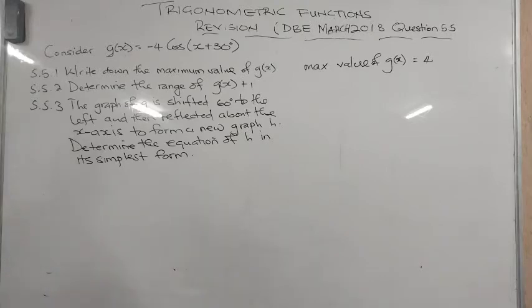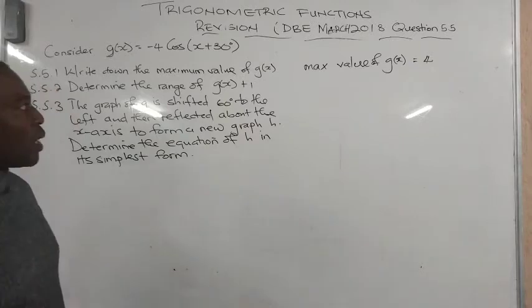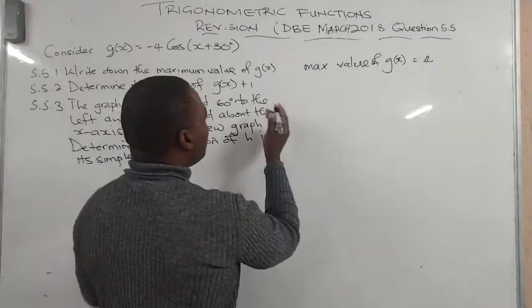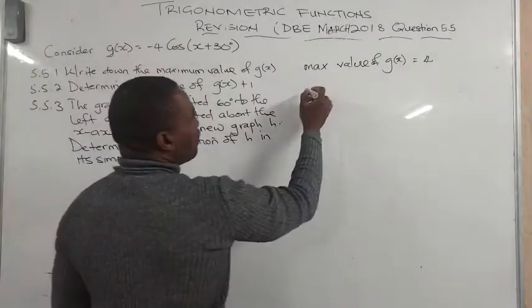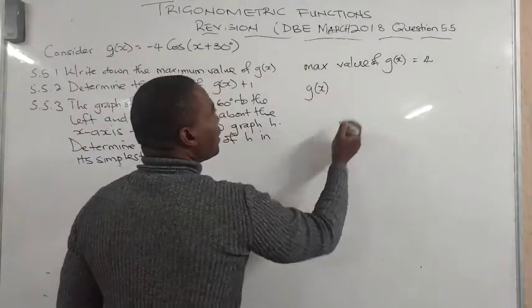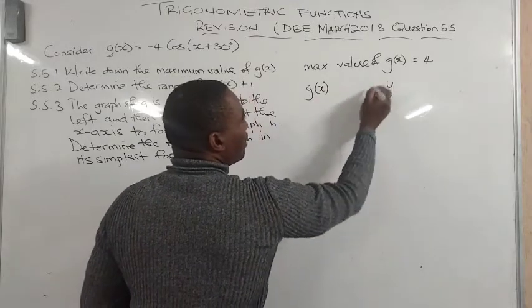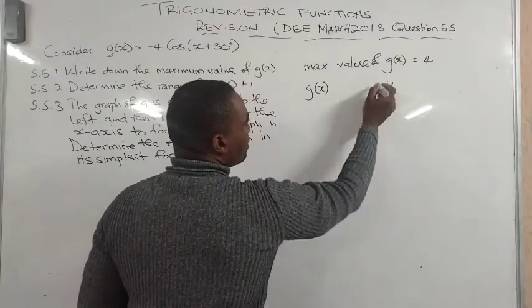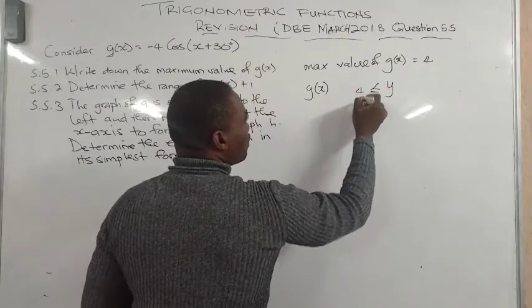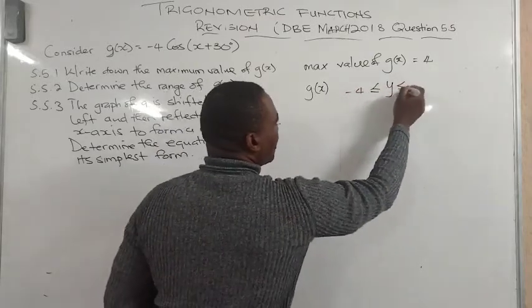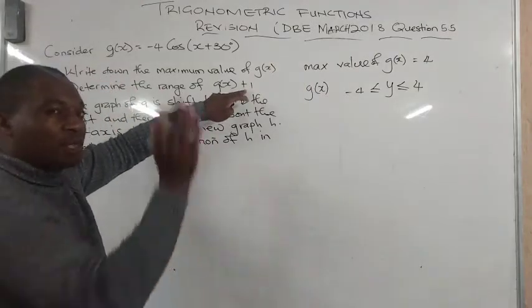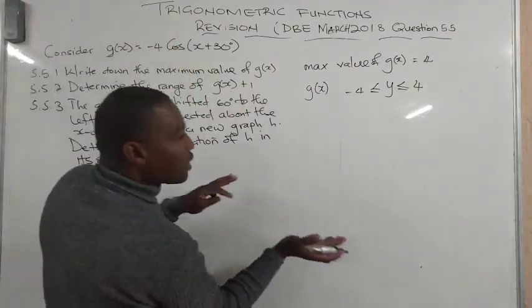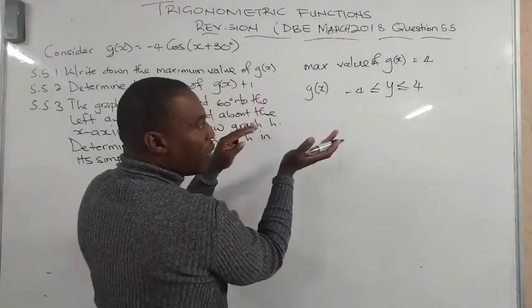Alright, 5.5.2, determine the range of g of x plus 1. So we may start by writing the range of g of x. For g of x, we have already identified the maximum, so it's greater or equal to negative 4, but less or equal to 4. So when we say plus 1, this is a vertical shift. We are moving the graph upwards by 1 unit.